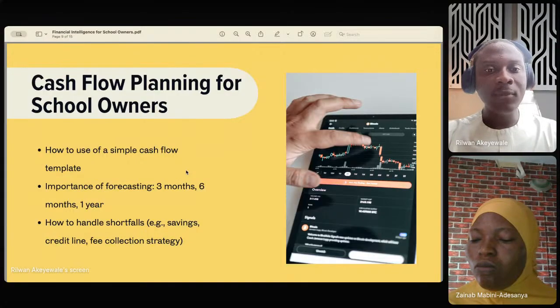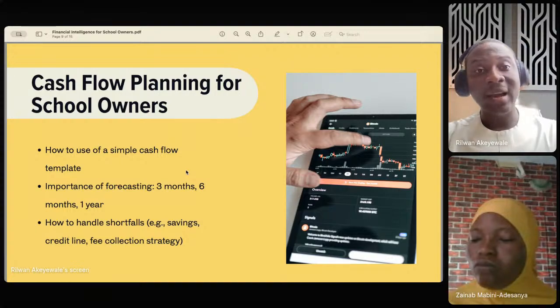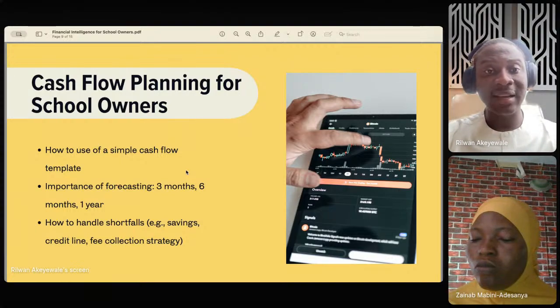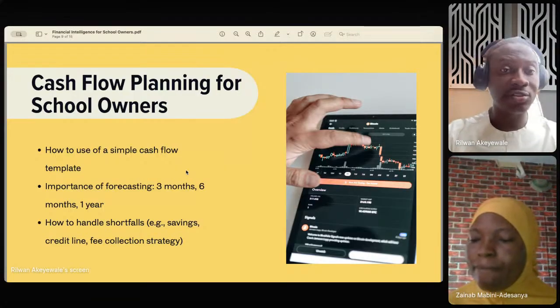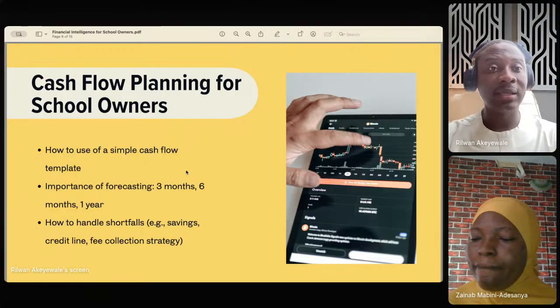Maybe by savings, maybe by having a particular account that you don't touch except to do that buffering. And once you borrow from it, once money comes in, maybe at the end of the term, you are topping up that account again. All right. So another way is maybe a credit line or a loan. All right. Or you have a fee collection strategy. Okay, there are schools that outsource some part of their fee collection to maybe a third party that is very efficient at it. They will follow up and disturb.